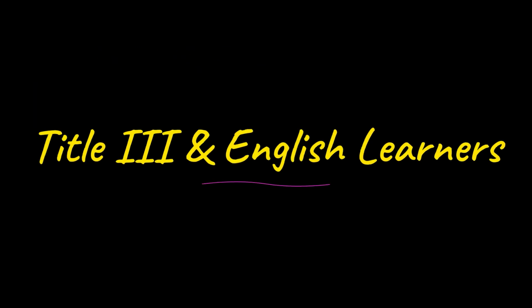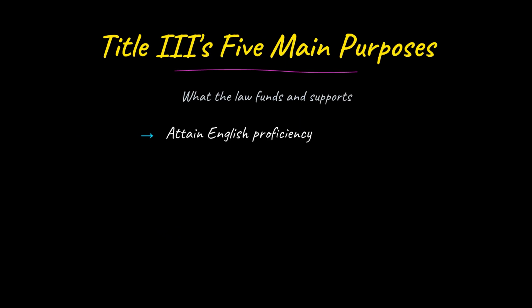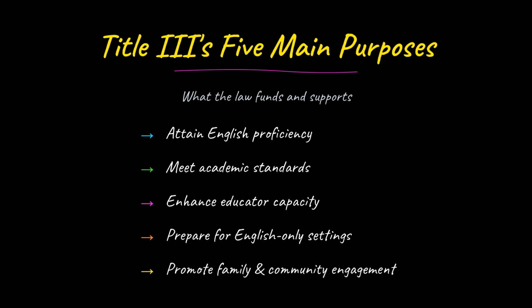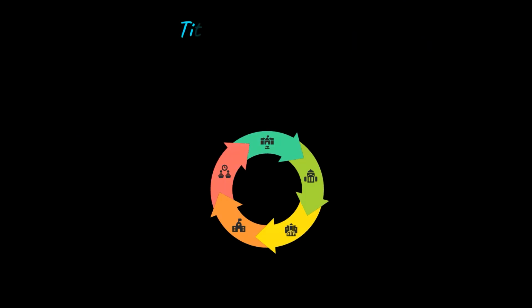Title III of the Elementary and Secondary Education Act provides dedicated federal funding to help English learners develop English proficiency and meet academic standards. It was updated under No Child Left Behind and continues under the Every Student Succeeds Act. The law identifies 5 core purposes: helping students attain English proficiency, aligning instruction with academic standards, building educator capacity through professional development, reducing barriers to English-only settings, and promoting parental and community engagement through outreach and family literacy services.